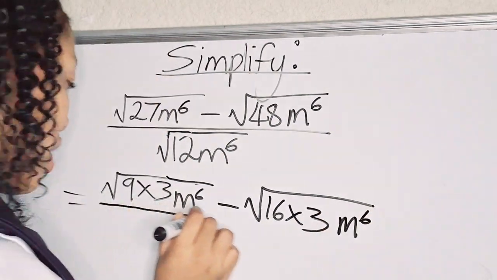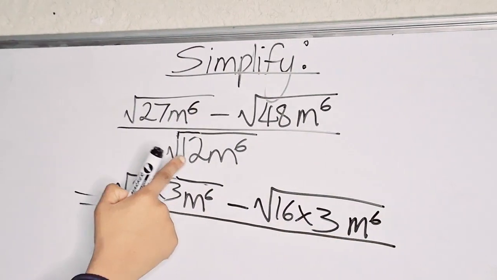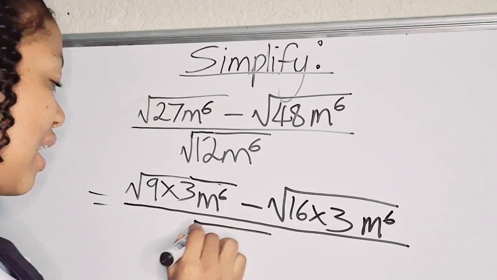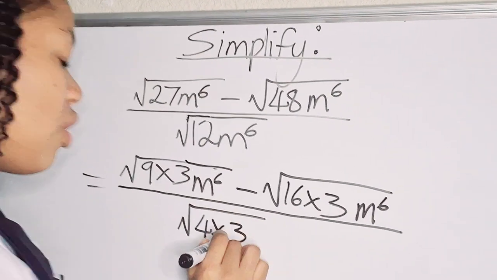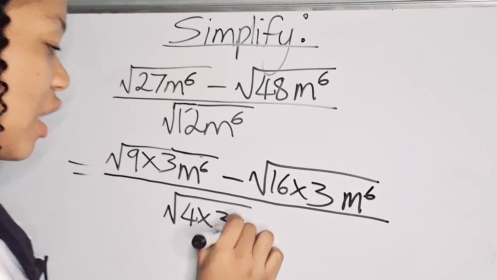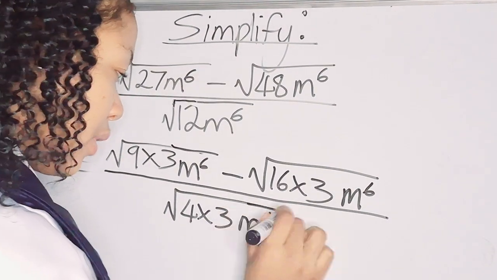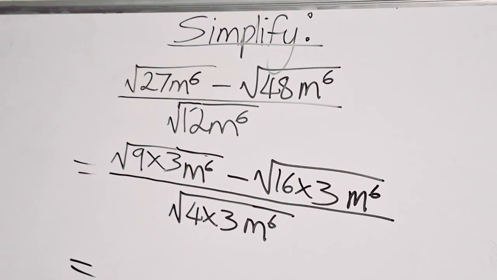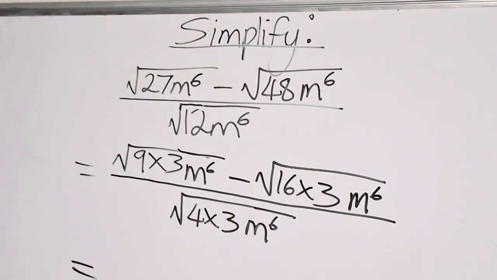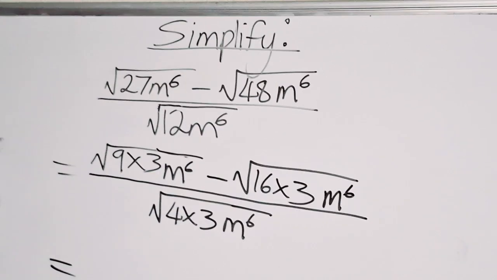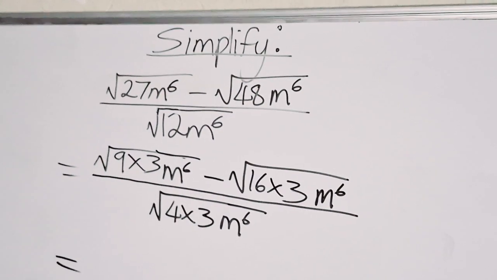Then the square root of 12. I write 12 as 4 times 3, because 4 has a square root which is 2. Then m to the power of 6 again. Then that equals to... okay, now let me show the next step.